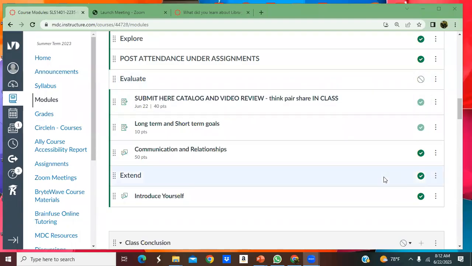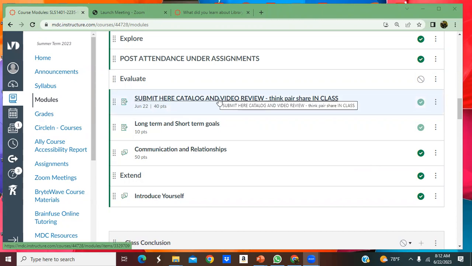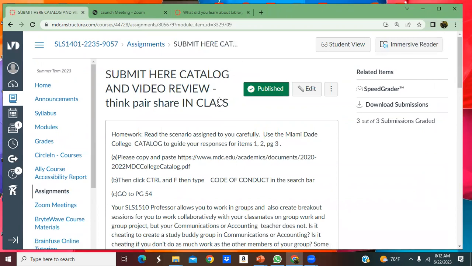The first thing that we did on Tuesday in class was catalog and video review. So for this assignment, what I want all students to do is access the Miami-Dade College catalog. Now, when you access the catalog, these are the steps that you will use.